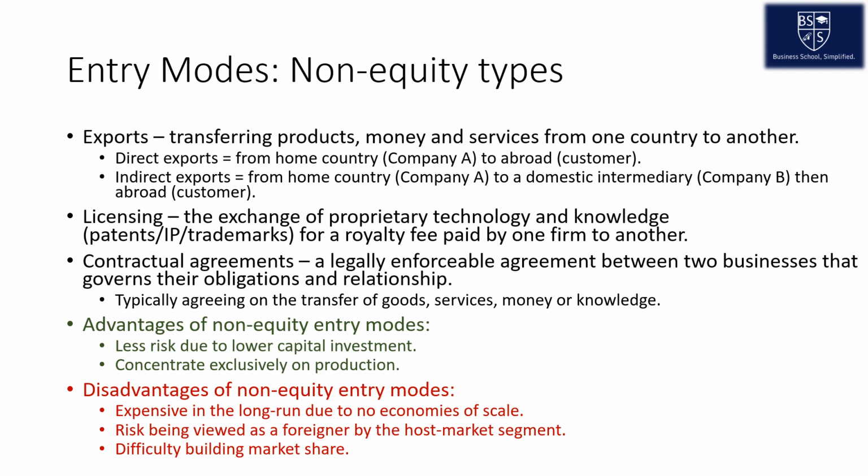Next is licensing, which is the exchange of proprietary technology and knowledge, such as patents, intellectual property, or trademarks, in exchange for a royalty fee paid by one firm to another. And lastly, there are contractual agreements. These are legally enforceable agreements between two businesses that governs their obligations to one another and their formal relationships, particularly concerning the transfer of goods, services, money, or knowledge.